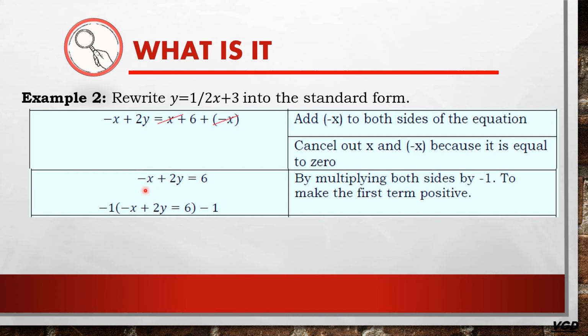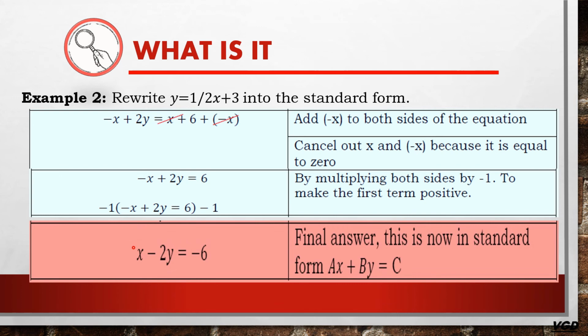So, what will we do? We have to multiply both sides, the left side and the right side, by negative 1 so that the first term becomes positive. It becomes negative 1 times the quantity of negative x plus 2y equals 6. So, 6 is multiplied by negative 1. The answer will now become x minus 2y equals negative 6.